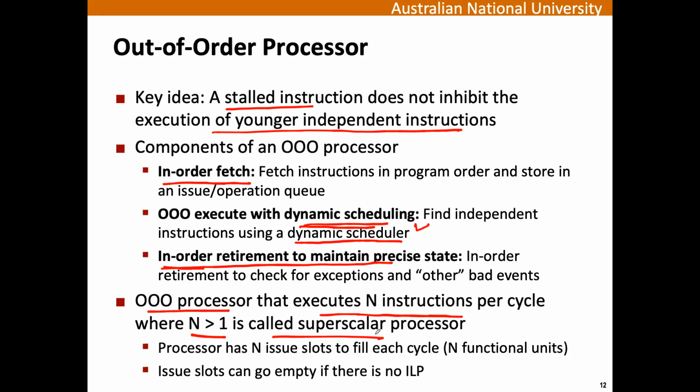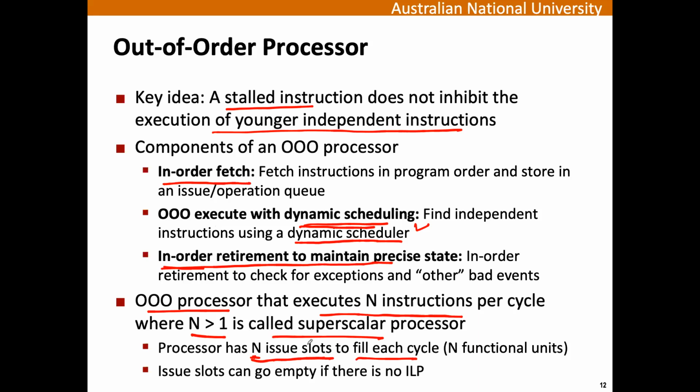And we say that a superscalar processor has n issue slots to fill each cycle, meaning it has n functional units. These functional units could be arithmetic logic units, multiply, accumulate, whatever. So at a high level, a superscalar processor can execute n instructions each cycle.